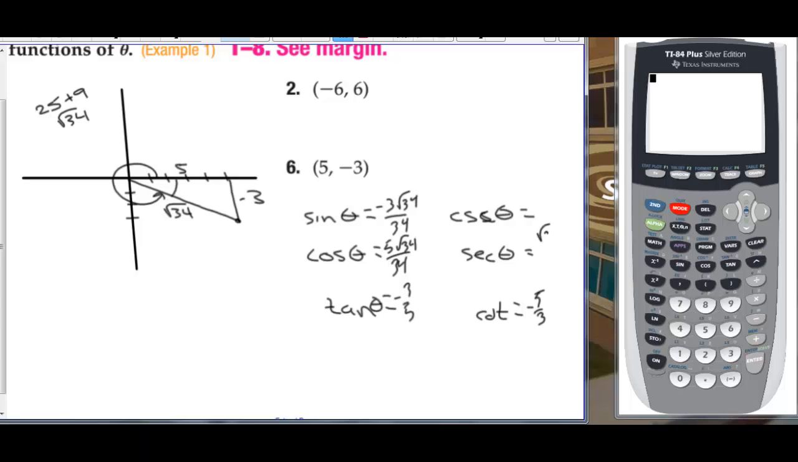Secant is square root of 34 over 5. Which one's the negative one? The sine right here. So this is square root of 34 over 3, but negative. So it's all in the setup. I think if you can get it set up, these aren't really that bad. Questions on these two?